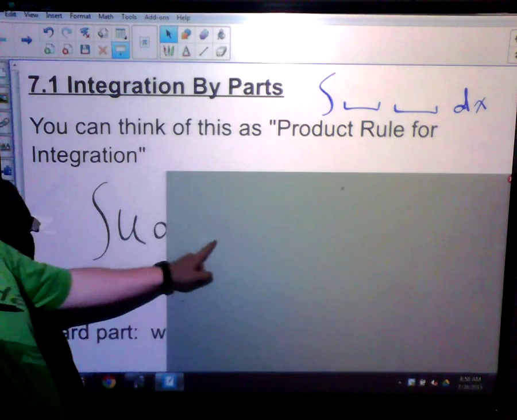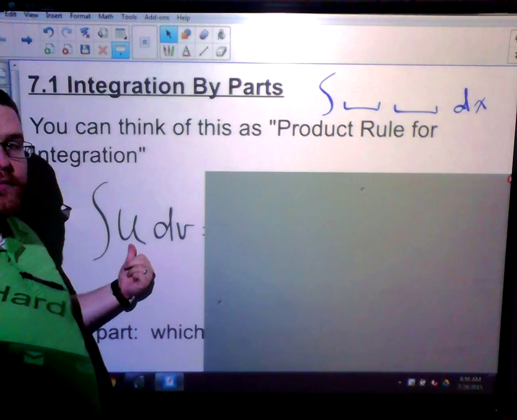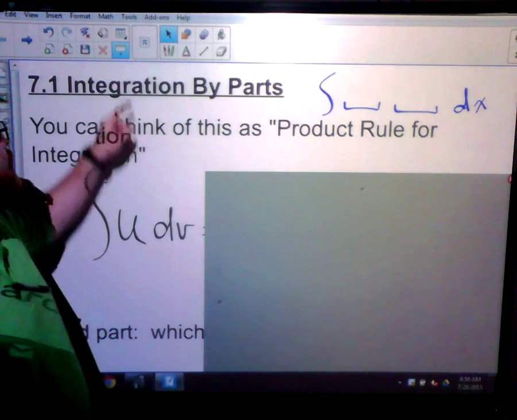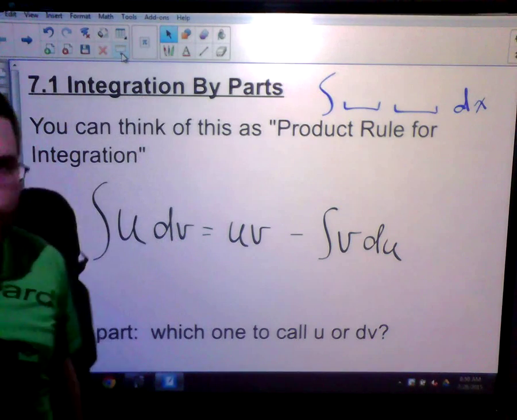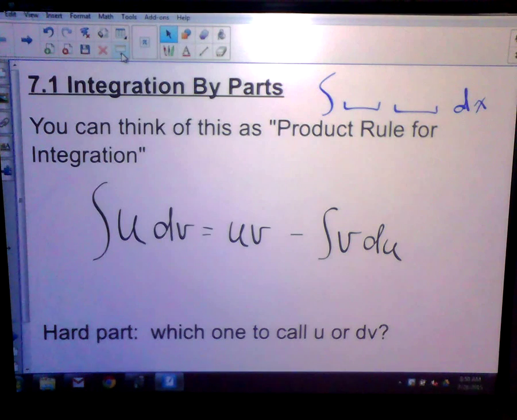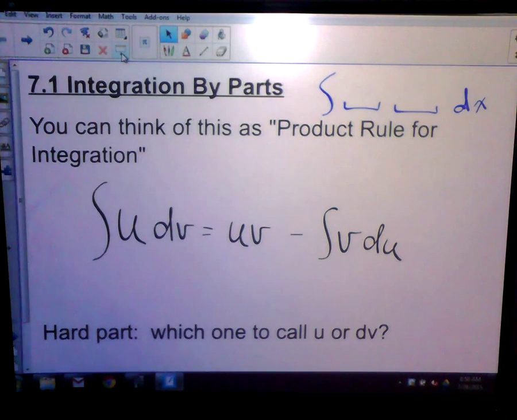Well, let's start off with this. We're going to call one of the two things u, like u substitution. We're going to call the other one dv. Once you know what your u and your dv is, here's the formula: uv minus the integral of v du. So the hard part is to figure out which one to call u and which one to call dv, because once we have our u and our dv, the rest of it's a simple formula.